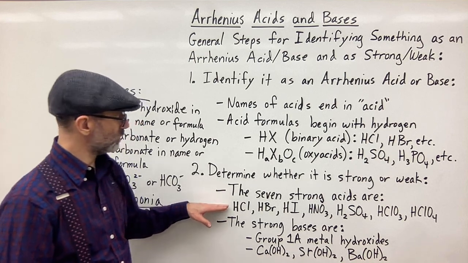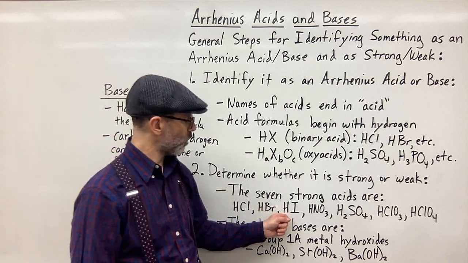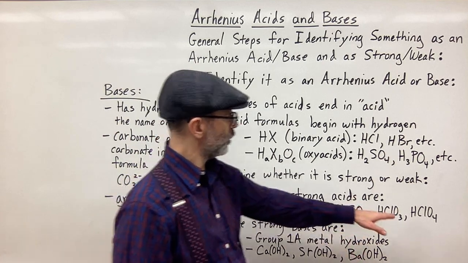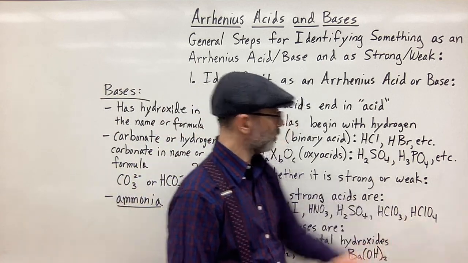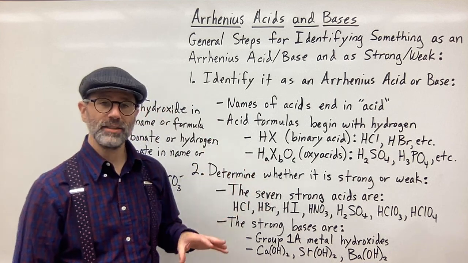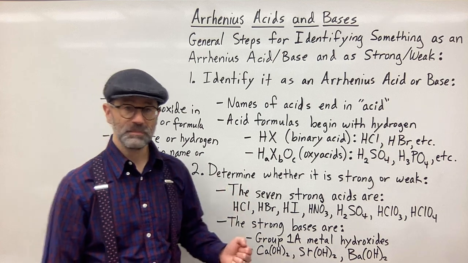So the strong acids are hydrochloric acid, hydrobromic acid, hydroiodic acid, nitric acid, sulfuric acid, chloric acid, and perchloric acid. Those are the 7 strong acids. If it's not one of the 7, then it is a weak acid.